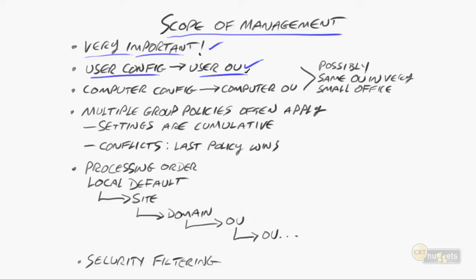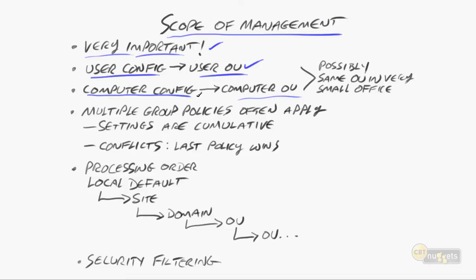So the key thing to keep in mind is if I configure a policy under user configuration, it will not do me any good to link it to an OU that contains computers only. Okay, it won't affect any users because there are no users in that OU. Likewise, if I have a computer configuration setting, I must link it to, again, a site, domain, or organizational unit, but usually it's going to be a computer organizational unit. If there are only users in the organizational unit where I link the computer configuration policy, nothing happens.